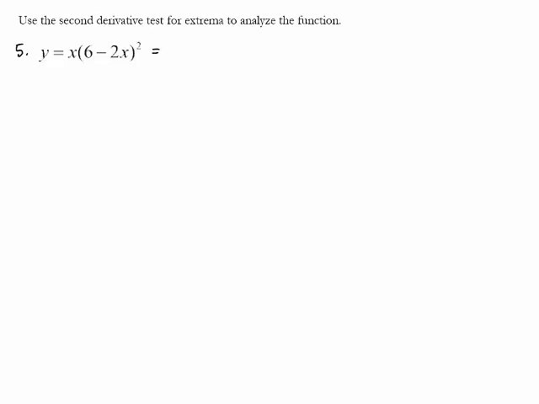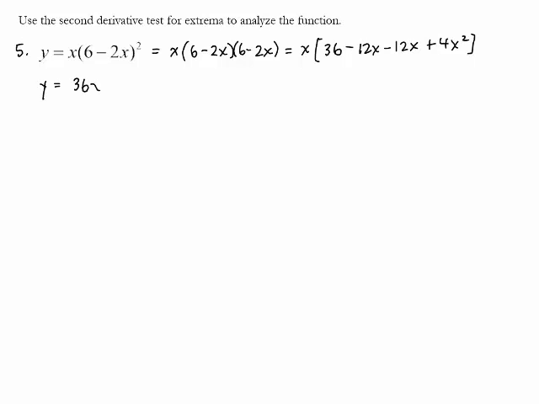So first we want to find what this function is as just a polynomial. So we'll multiply it out, 6 minus 2x times 6 minus 2x. Hold the x and FOIL the last two. 6 times 6 is 36, minus 12x, minus another 12x, plus 4x squared. Then multiply all the things by x. So we get a new original function that's a little bit easier to differentiate: 36x minus 24x squared plus 4x cubed.